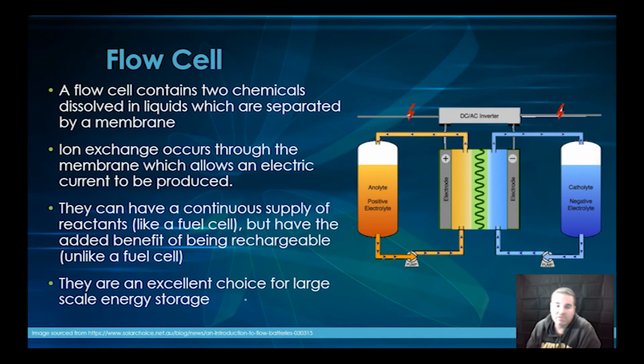One of the new advances in fuel cells is something called flow cells. Now, flow cells are fuel cells that are rechargeable. So we have two chemicals here, so we've got a continuous supply of reactants like we did for a fuel cell, but the difference is that this time we can then recharge this, like we can a secondary cell. So it's kind of the next step where we've got a continuous supply of reactants which can produce electricity, and then we can store that electricity and then regenerate that electricity in a flow cell. So they're an excellent choice for large-scale energy storage. This is probably one of the ways that's really going to be going ahead in the future.